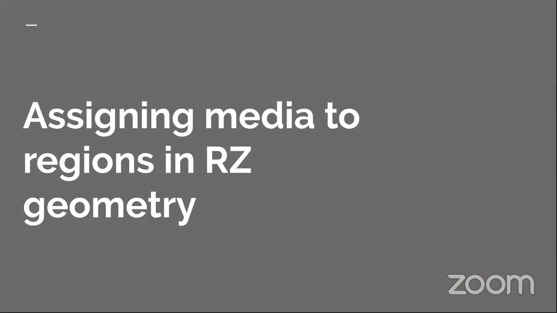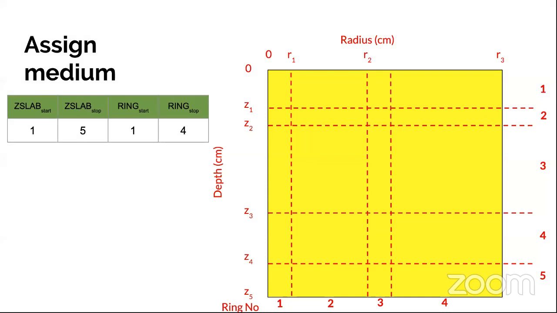Okay, so how do we assign the media to regions in the RZ geometry? There are 2 ways. One is called by region. The other one I forgot, I always like the other way. When we go and look at the input files, I will demonstrate that. Okay. So assigning the media.